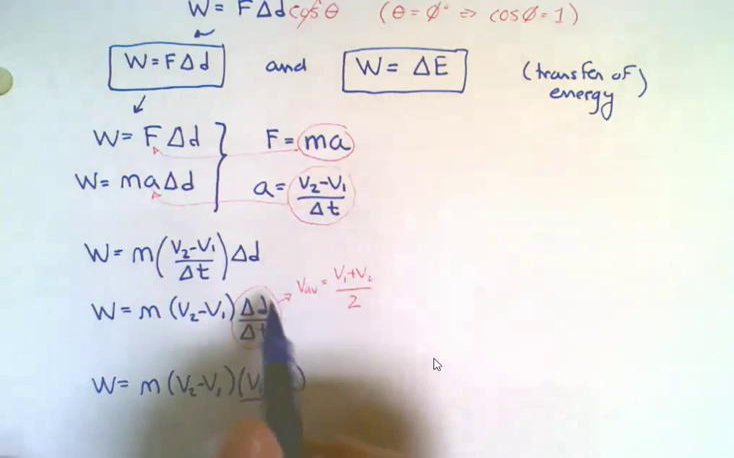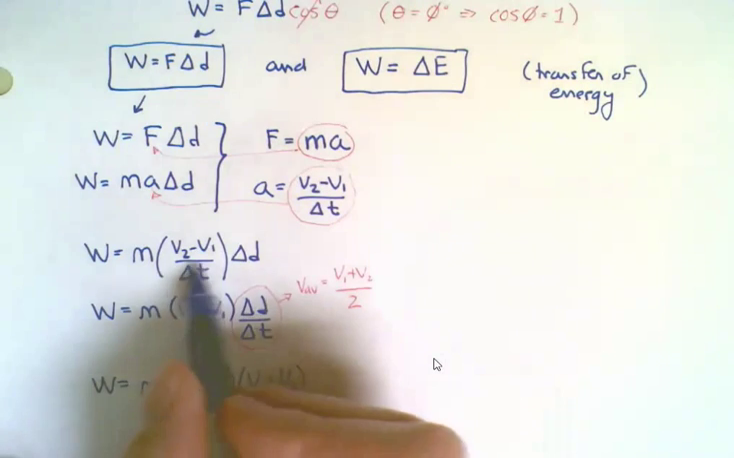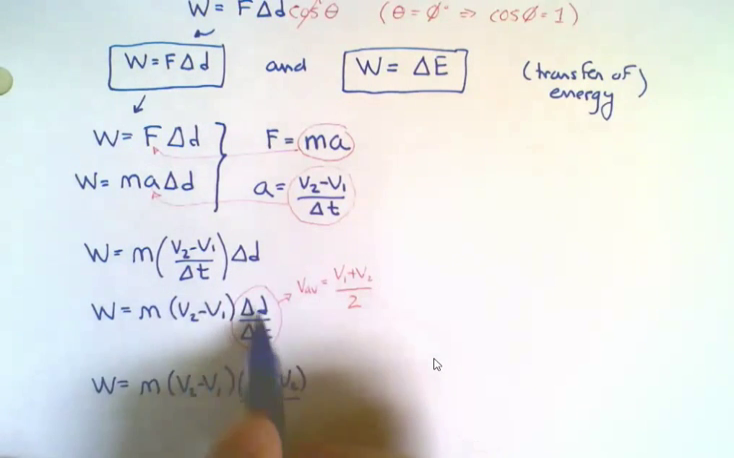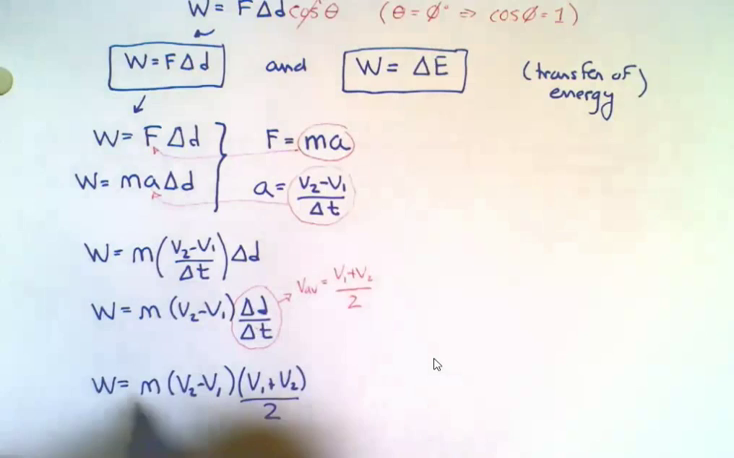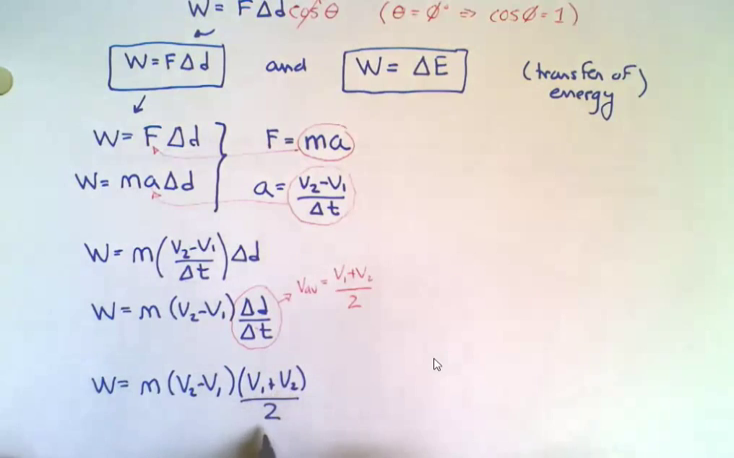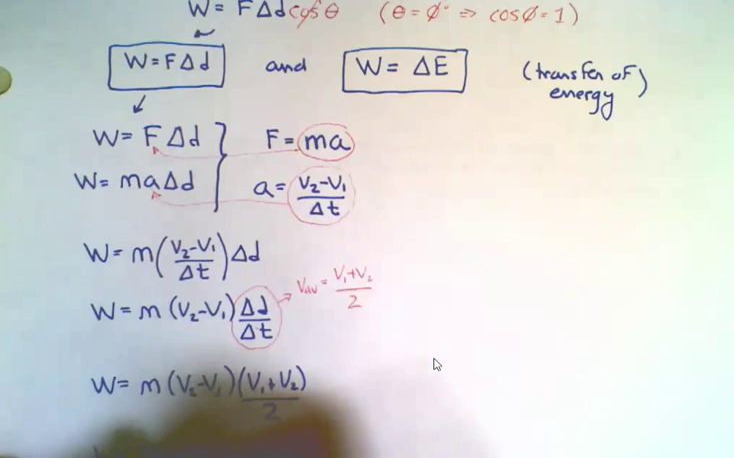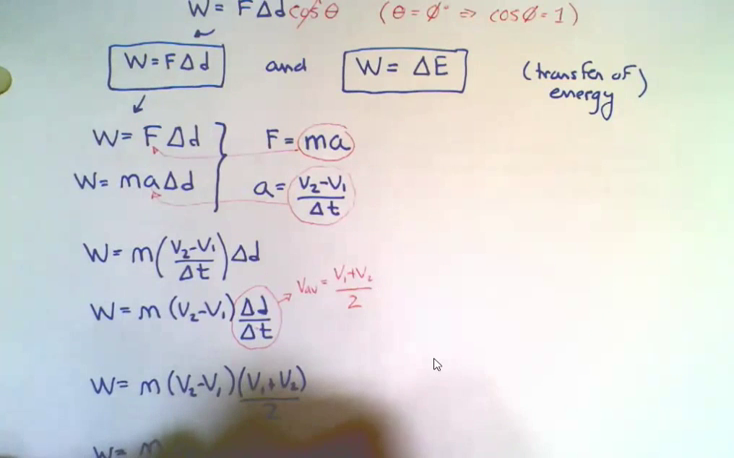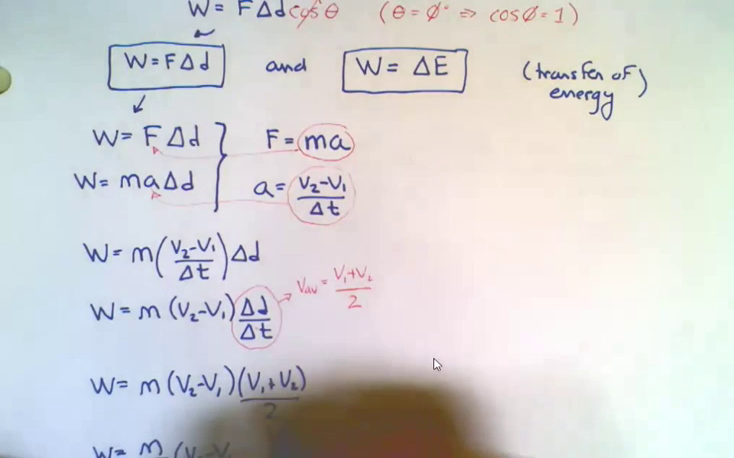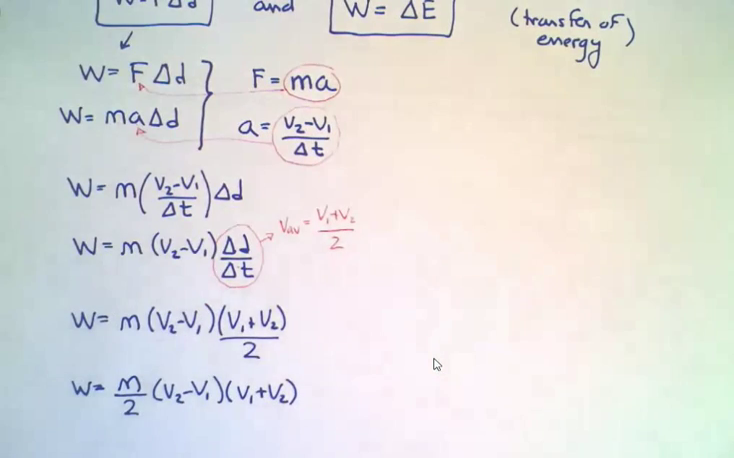Now the one thing I want to point out here is that just like we moved this delta t to be under the delta d, which doesn't affect anything, if you calculate it, I put in the numbers and divide it, you get the same result. I'm going to do something here. I'm just going to move this 2 to be under the mass, just to get these terms more in line with one another, like so.